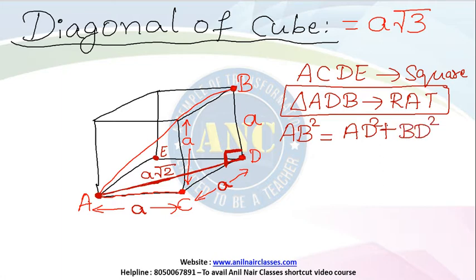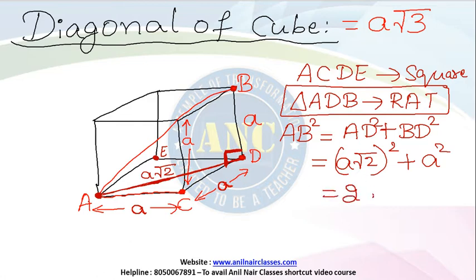So this becomes the Pythagoras theorem. The hypotenuse square AB is equal to the sum of the squares of the other two sides. AD is nothing but the diagonal of the square. The value is A root 2. So this is A root 2 whole square plus BD value is nothing but A. It is A square. So A root 2 whole square is 2A square, plus A square. So AB square is nothing but 3A square.